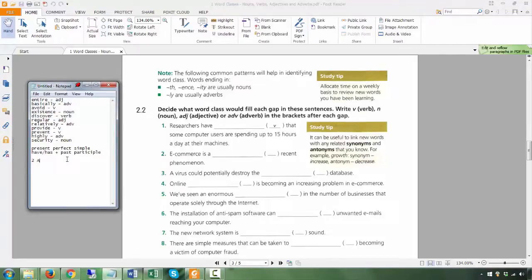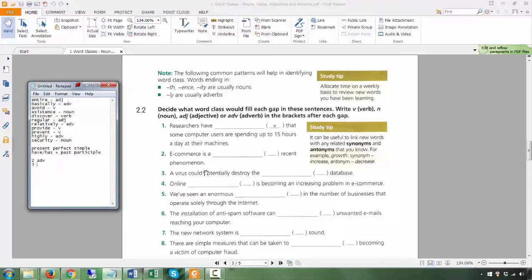an adverb. Okay, number 3, a virus could potentially destroy the. So this another article. A virus is your subject, could is your modal verb, and you will learn that after a modal verb, you will always have a modal verb is an auxiliary verb. It's called a modal auxiliary verb. Can, could, may, might, will, would, shall, should. That's a modal auxiliary verb.